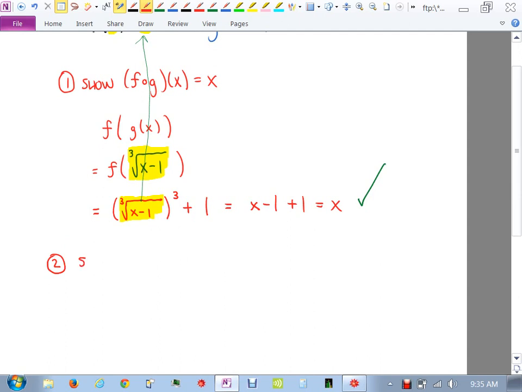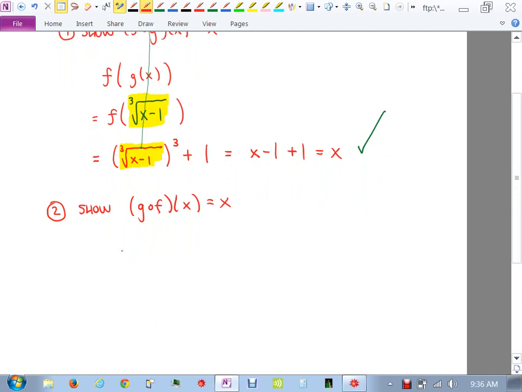You have to show that when you reverse it, g of f of x, you also get x. So this time I take the g function, inside of it I'll put f of x. That means I take the g function and I put in the function f, which was x cubed plus 1, right?